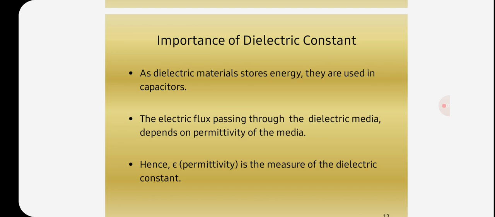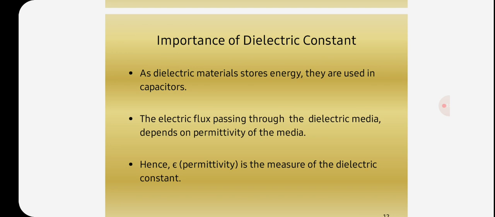The dielectric constant of air is 1 and is assigned as the reference value of dielectric constant. The dielectric constant of all other insulating materials is greater than unity. The dielectric constants of different materials are given.